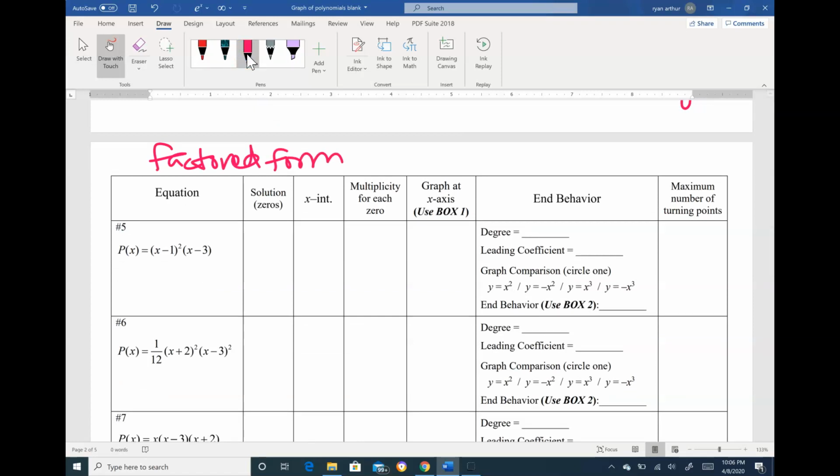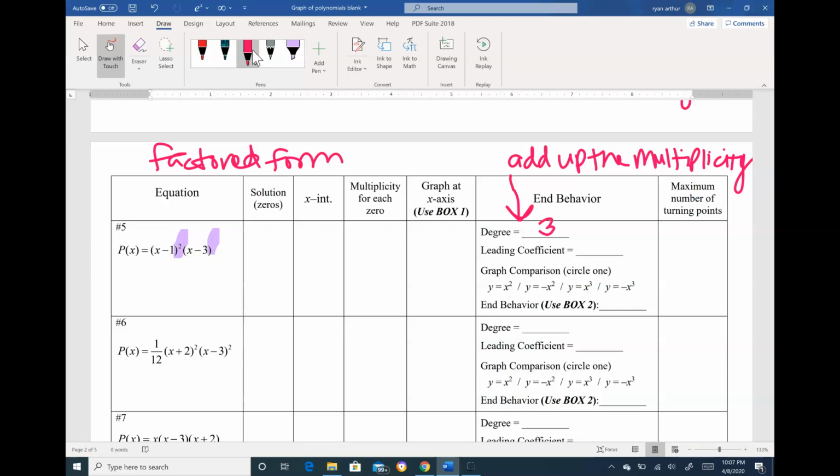Alright, so when we do factored form, it's a little bit different for the degree, because you can't just look at the highest exponent. You have to add your multiplicities up to find your degree. We've already talked about that. Those are your exponents, those are your multiplicities. So if you look here, I have a multiplicity of 2 and an understood multiplicity of 1. So 2 plus 1 would be 3.